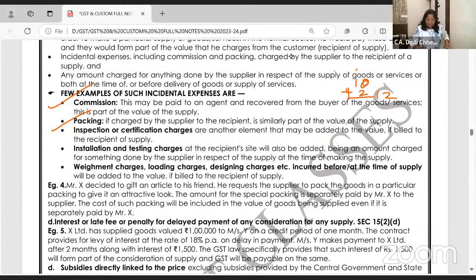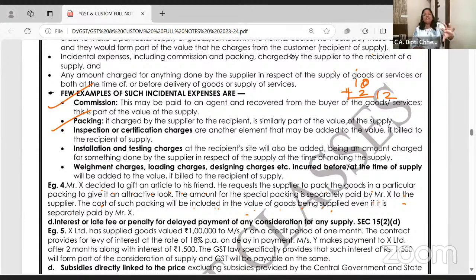Answer is yes. X decided to gift an article to a friend. He requested the supplier to pack the goods in particular packing to make it look attractive. This amount was separately paid by Mr. X to the supplier. The cost of such packing will be included.